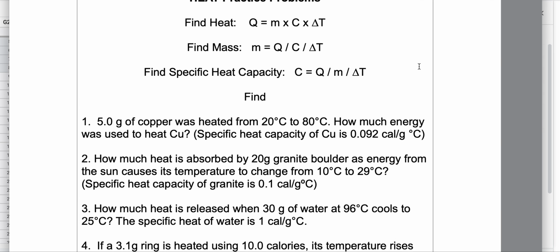Find delta T. Well, if you take this formula and you want to find delta T, then I have to take the heat, divide by the mass, and then divide by the heat capacity. We're going to find the change in temperature. Okay?